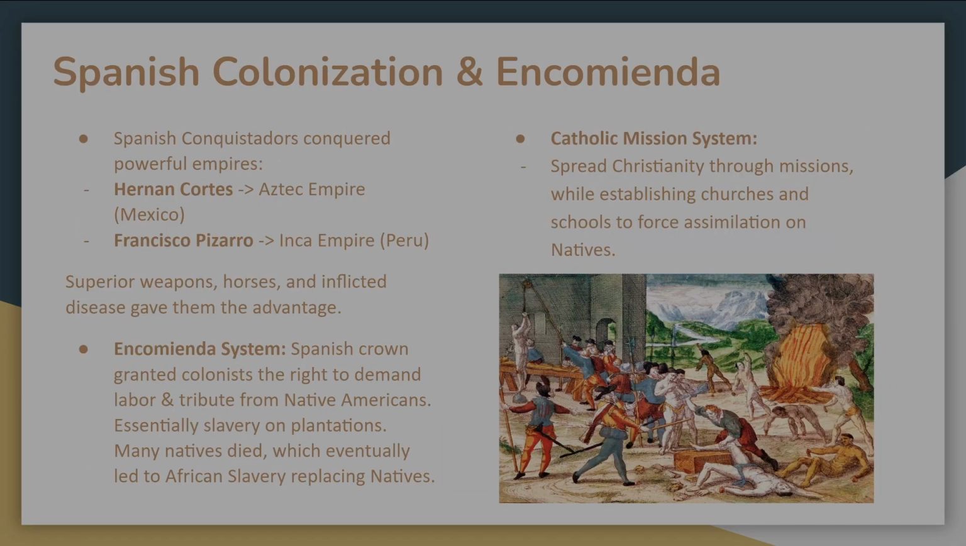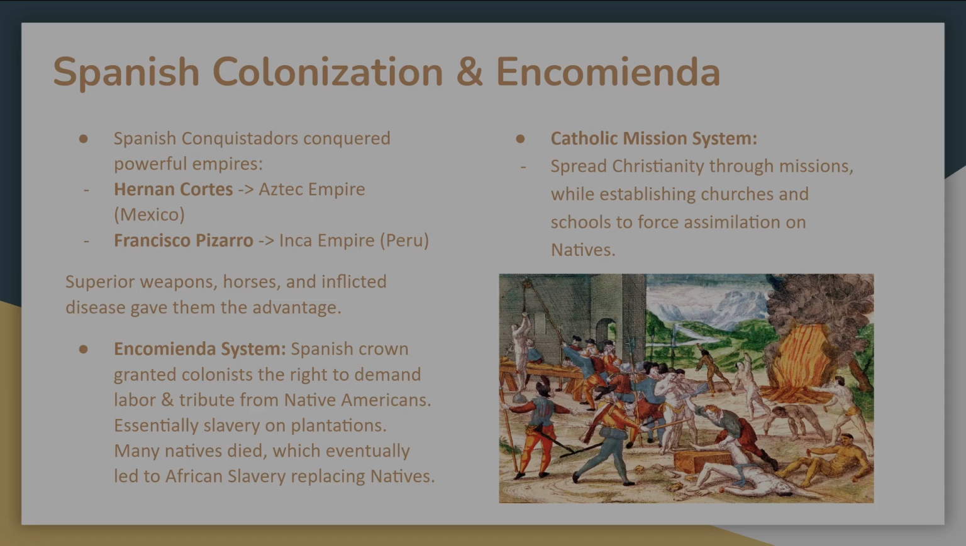Spanish colonization and encomienda. Spanish conquistadors conquered powerful empires. Hernan Cortez conquered the Aztec Empire in Mexico. You have Francisco Pizarro, who conquered the Inca Empire in what is now Peru. They had superior weapons, horses, and inflicted disease, which gave them the advantage.